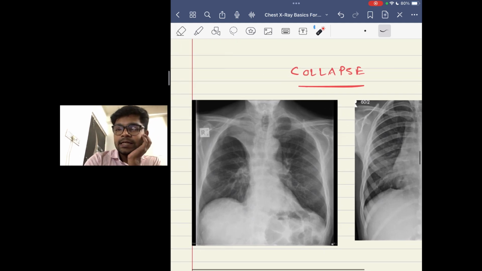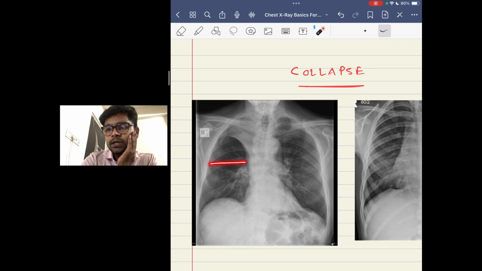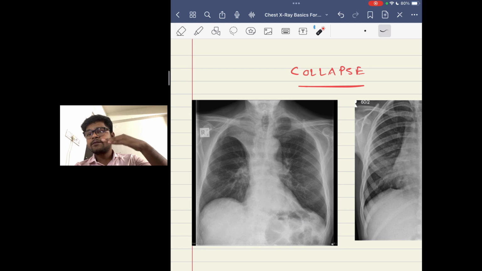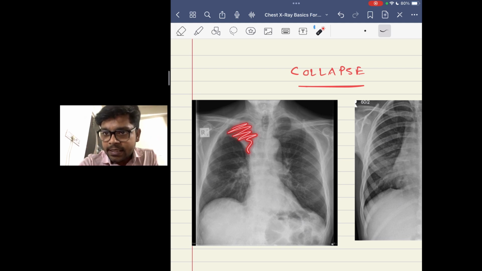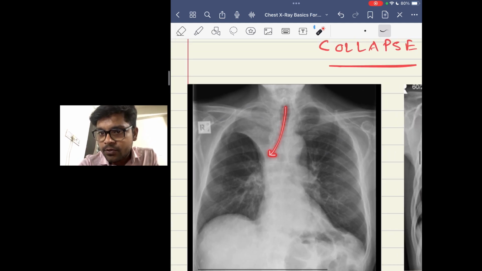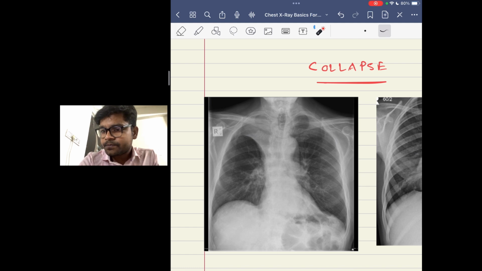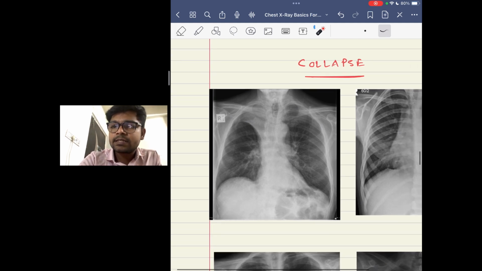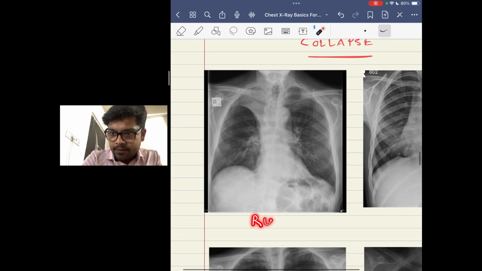Now you see that the right horizontal fissure would have been somewhere here, but it is drawn upward. So there is volume loss as evidenced by the right horizontal fissure being pulled upward. And it is a homogeneous opacity. If we zoom in, there is no air bronchogram and the trachea is pulled to this side, right? That is it. So this is a right upper lobe collapse.